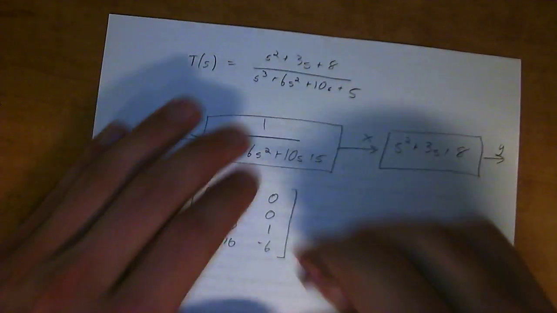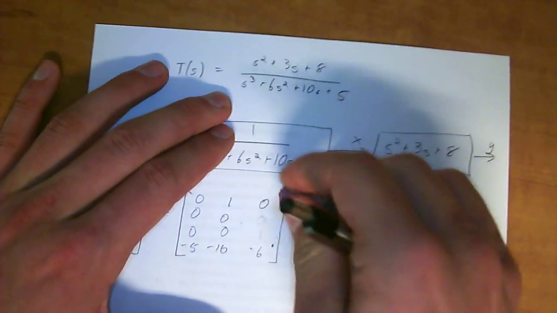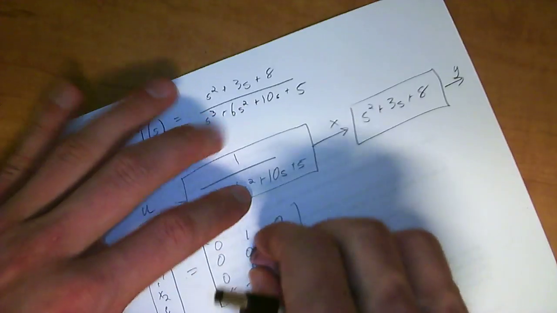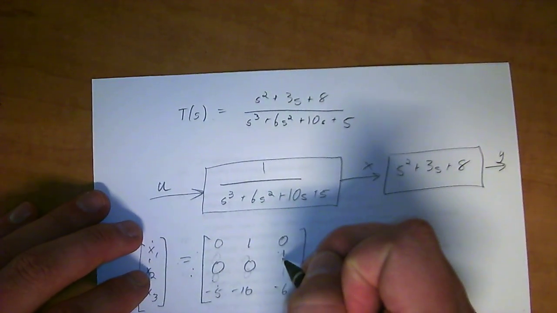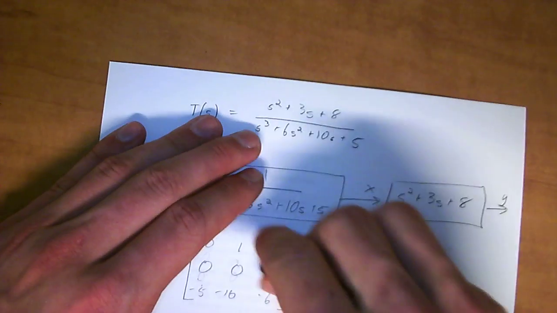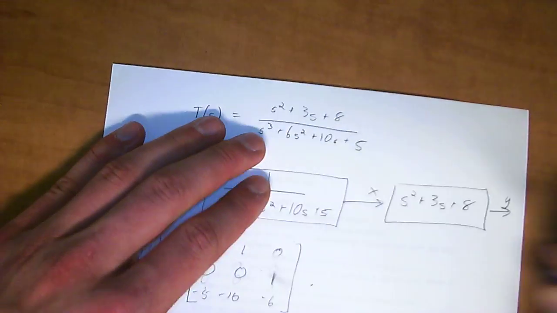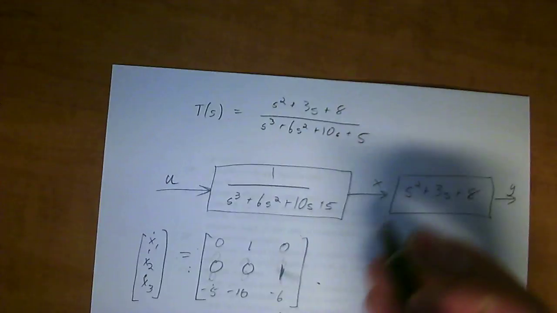Did I get that laid out right? Sorry, I put another layer in there that wasn't supposed to be there. It's supposed to be a 3 by 3 matrix. So 0, 0, 1. There we go. I'm sorry, I just confused you guys.